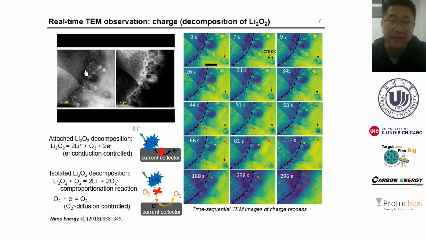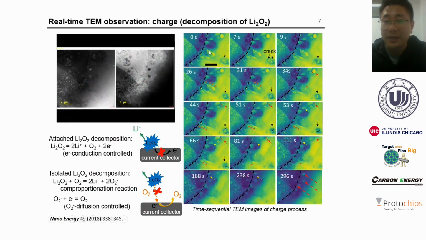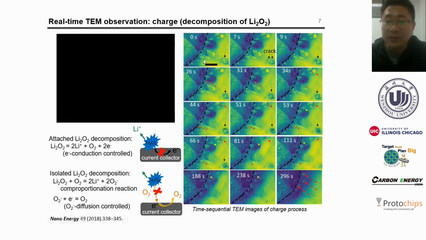On the third process, which is the decomposition of the lithium peroxide, we also observe the reverse process of these two growth modes. So this is the video. The video looks a little bit ugly, but we make it beautiful by using some tricks. On the right side, it is more colorful, right?